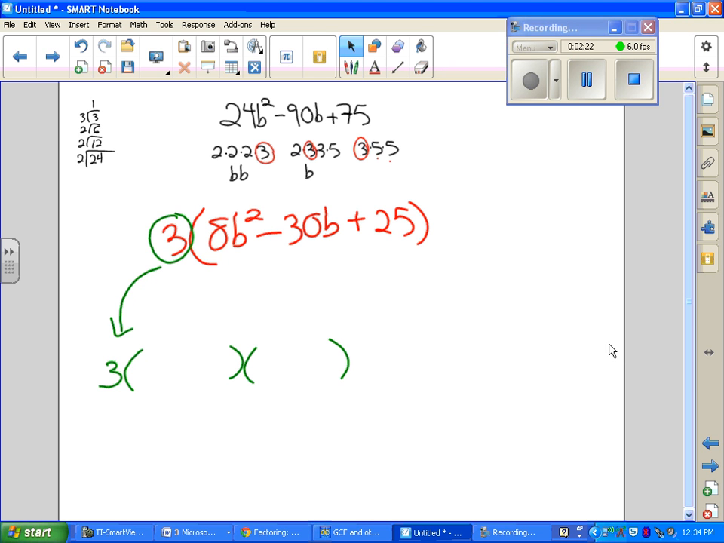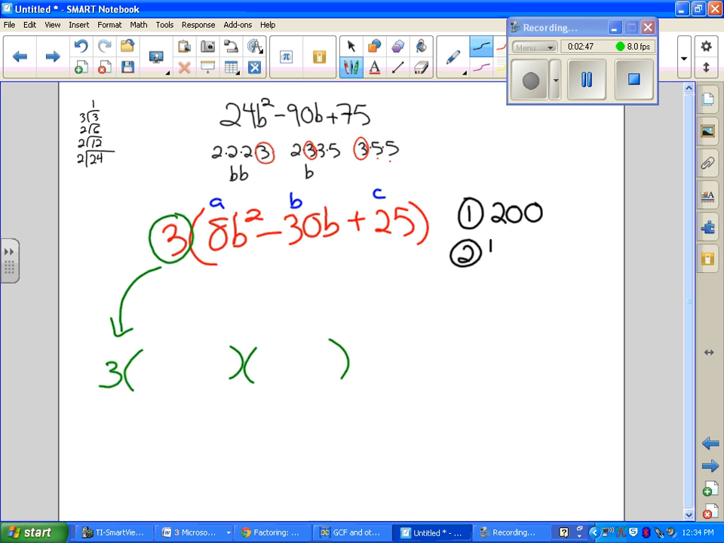All right, so now I'm going to try to break down the 8b squared minus 30b plus 25. And I have 3 different parts to it. I have an A, a B, and a C. And like we said, it seems like a million times now. Step number 1 is multiply A times C. A times C is 200. 8 times 25 is 200. Step number 2 is write down all the factors of 200.